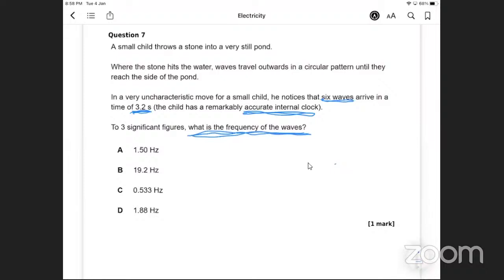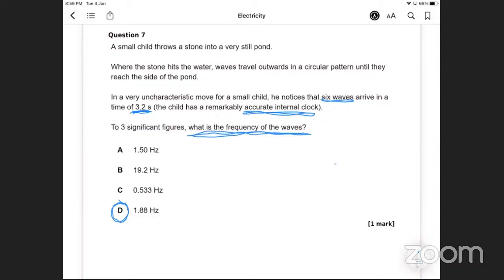Right, so if you said your answer is D, that is correct. Here I'll ask for a volunteer to calculate the answer. How did you get the answer as 1.88? Louise, you're one of the people that got it correct. Would you like to explain to us how you found the answer?